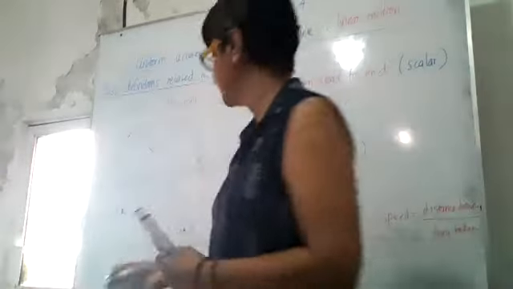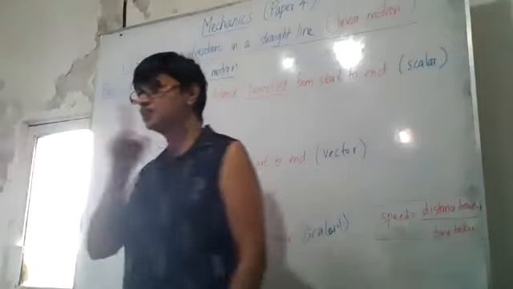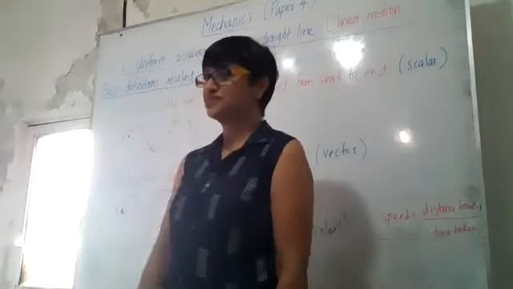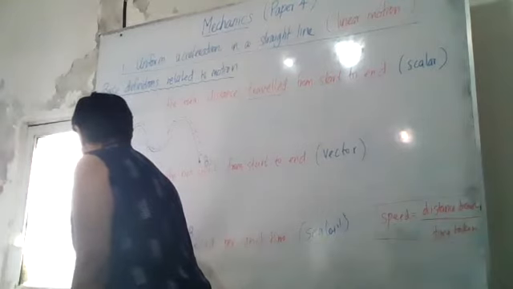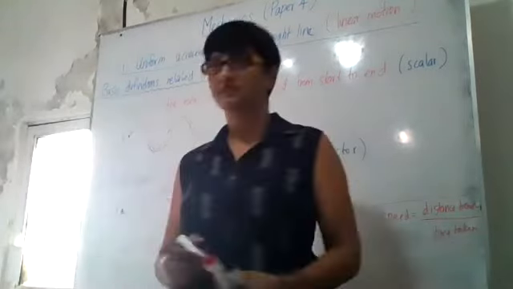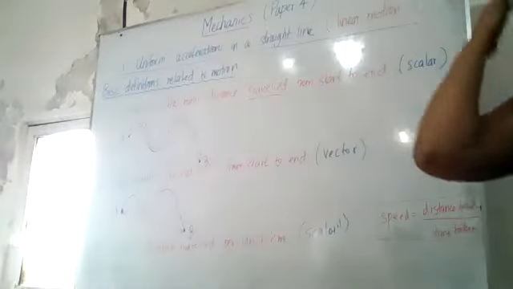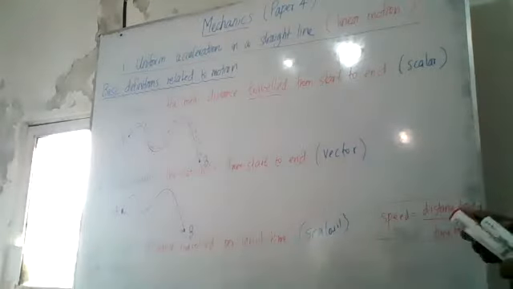Fourth quantity, velocity. Now, what's the difference between speed and velocity? Displacement of speed. No, displacement. I didn't get that. Displacement is change in distance. Change in distance or time.